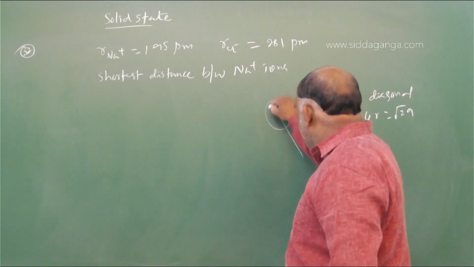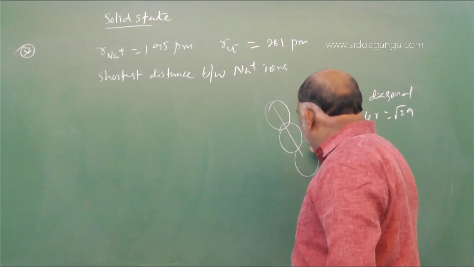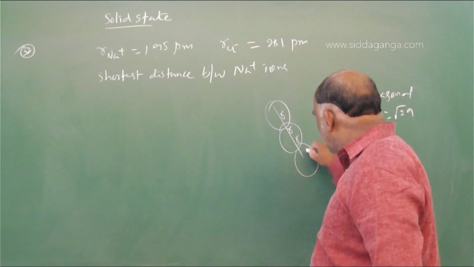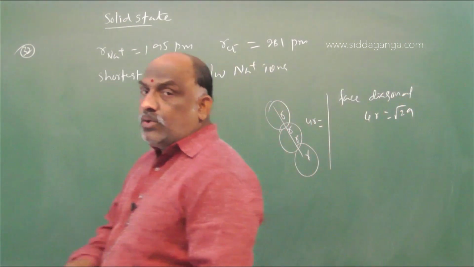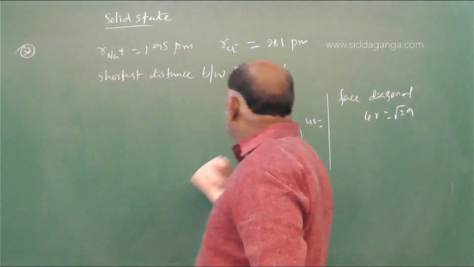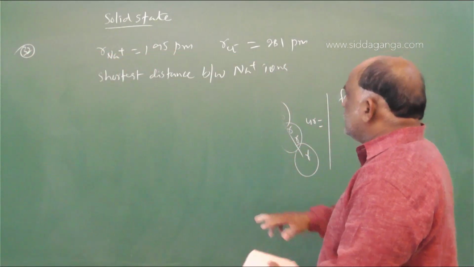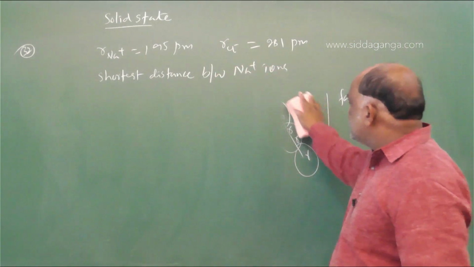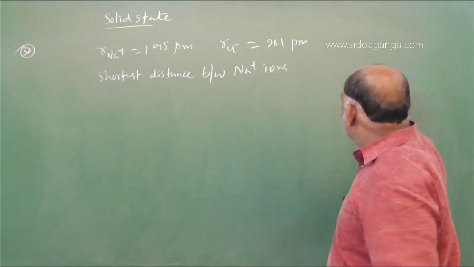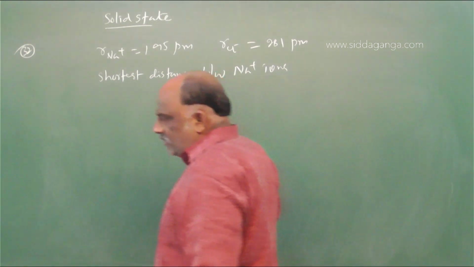Here, one corner atom, this is a face atom, this is one corner atom. R, 4r. 4r is equal to root 2a. So here, what is the question? Shortest distance between Na+ ions. One formula was there. What about that formula?